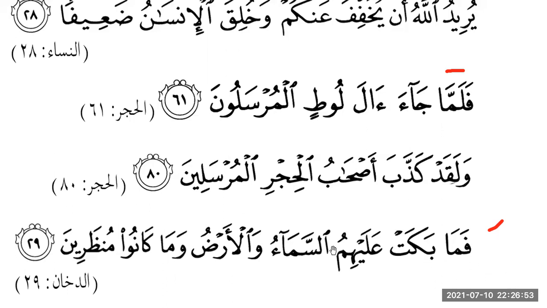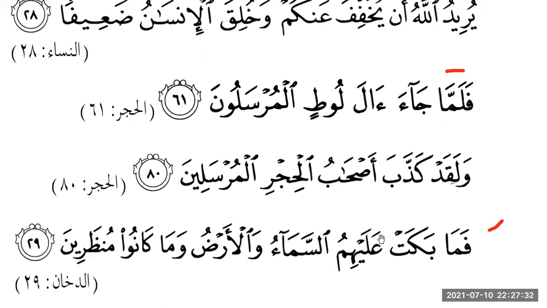Fama bakat alaihim as-sama'u wal ardu wa ma kanu mundarin. Right? How many words can we try? Fa, then. Ma, not. Bakat is a... Ma is a what? Ma is a harf, not. N-O-T. Okay. Bakat is a fi'l madi, but with a ta at the back it is for feminine. It's a she, feminine.